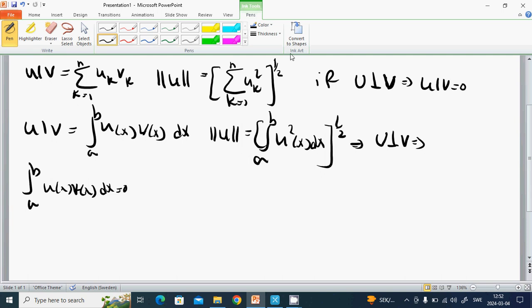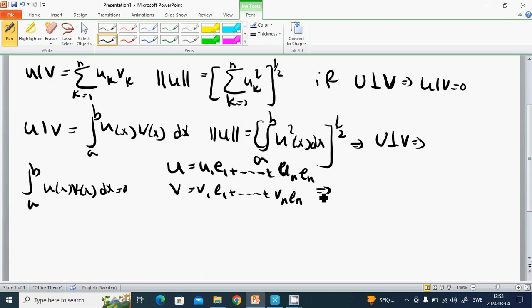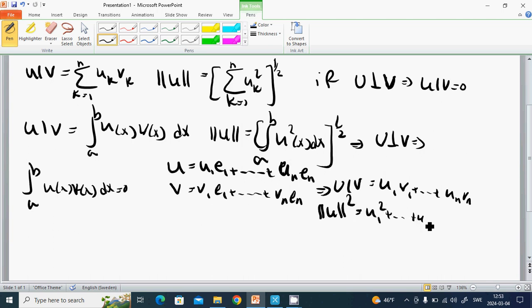We are going to tell that if u equals u1 e1 plus up to un en, and v is v1 e1 plus up to vn en, then u·v equals u1 v1 plus up to un vn, and norm u squared equals u1 squared plus up to un squared.